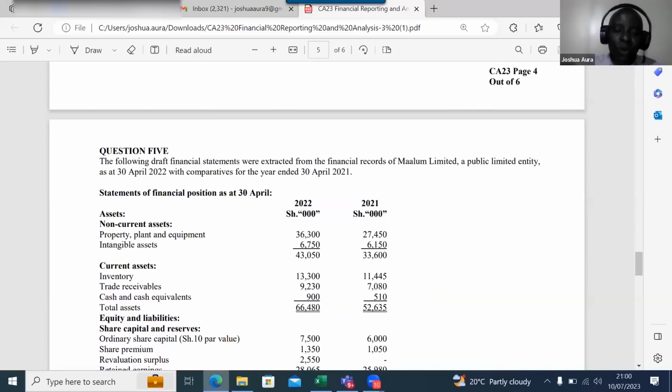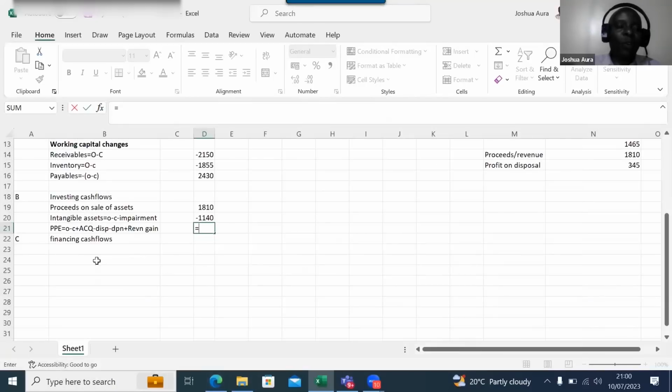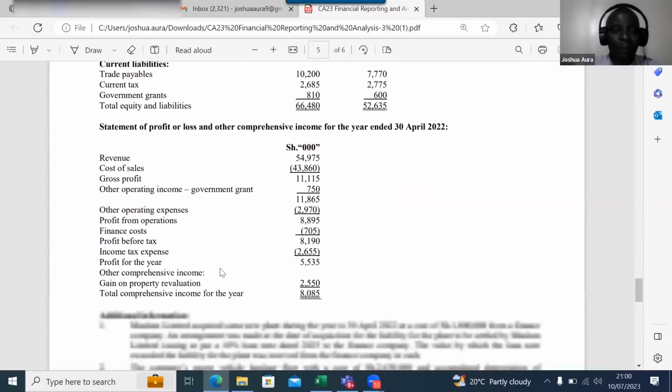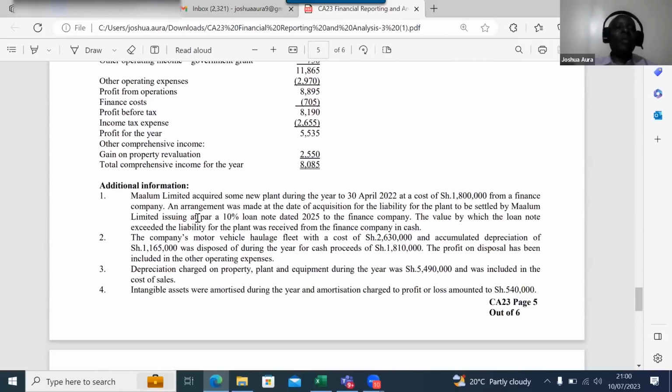So I want us to go slowly here. Do we have any acquisitions in the year? Let's go to the notes of the accounts here. We can see here Malum Limited acquired some new plant during the year at a cost of, so plus 1,800. These were acquisitions. All right.